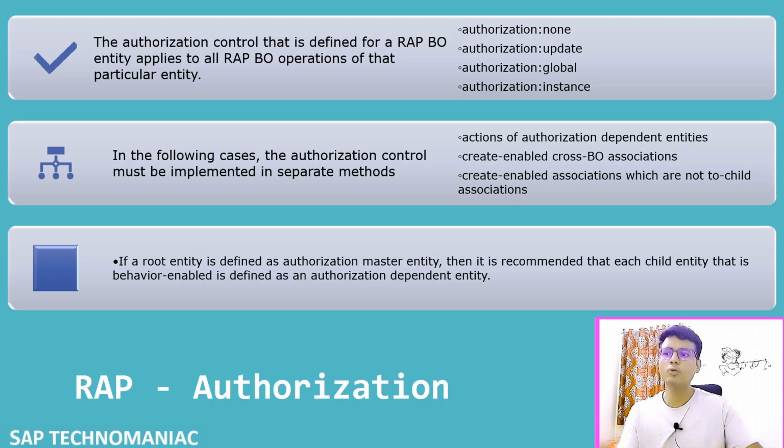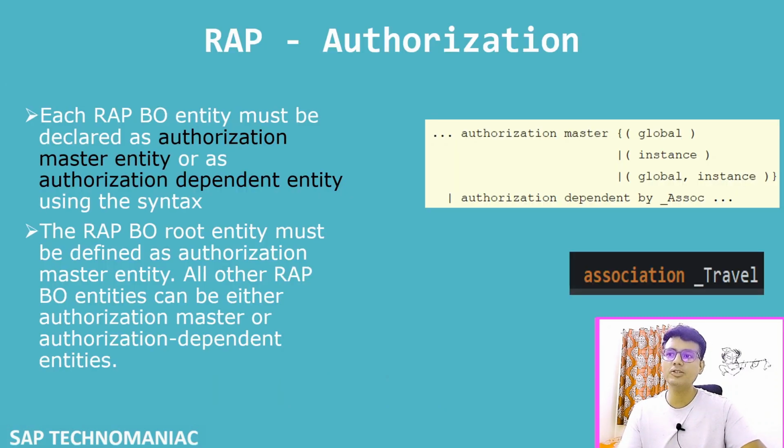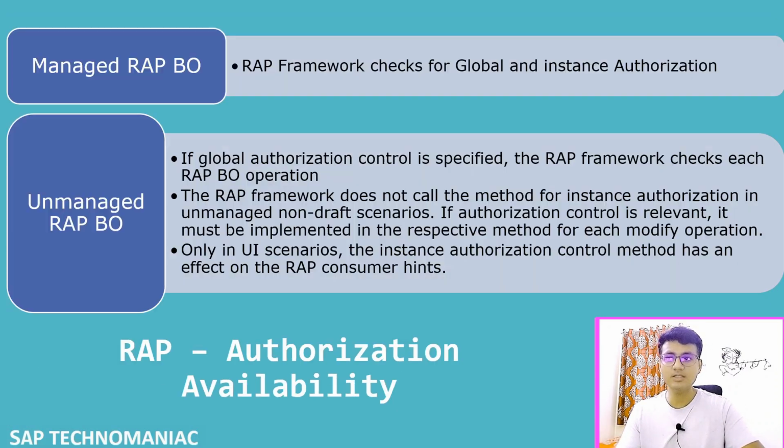That is the rule. When we are defining a composition relationship, then your child entity should be behavior enabled. In that you have to define those child entities as authorization dependent entities. So these are some points you have to make sure of whenever you work with authorization.